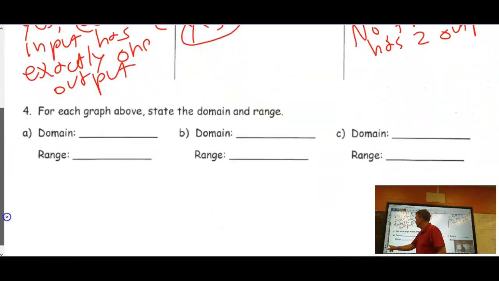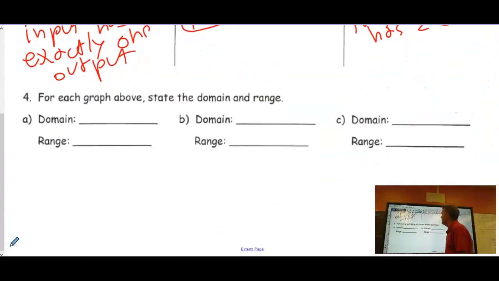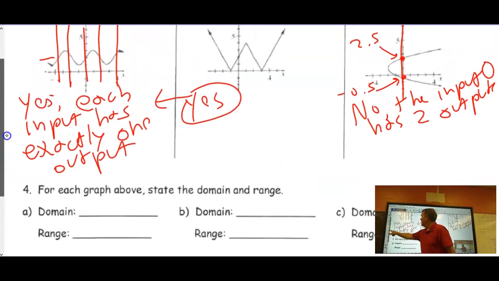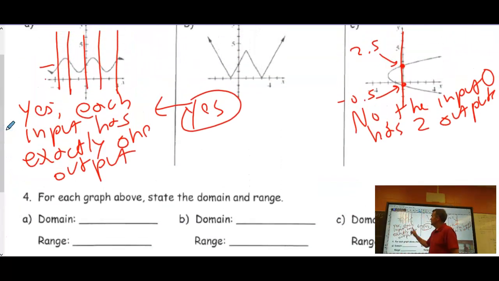Which brings us to number 4. I now want the domain and the range. Well, it's going to be harder to do on video, I feel like. Okay, so graph A stretches left and right the whole way across the graph. It would keep going to the right, it would keep going to the left, which means the domain is all real numbers. Right? Eventually it hits every negative x value to the left and every positive x value to the right.